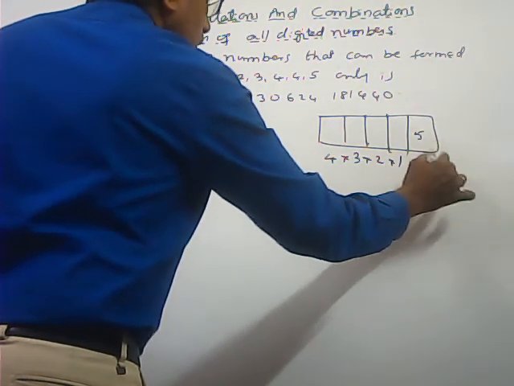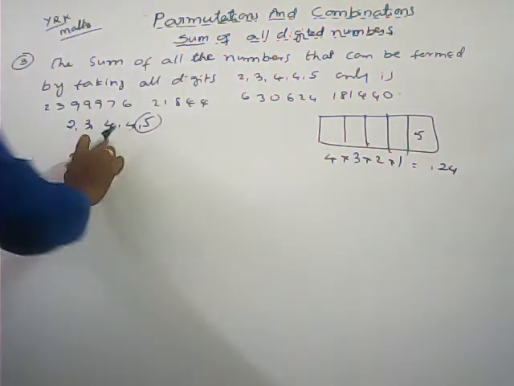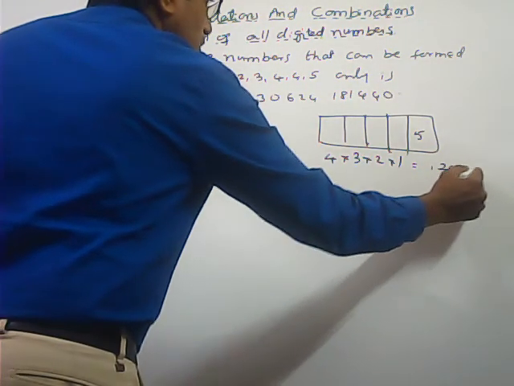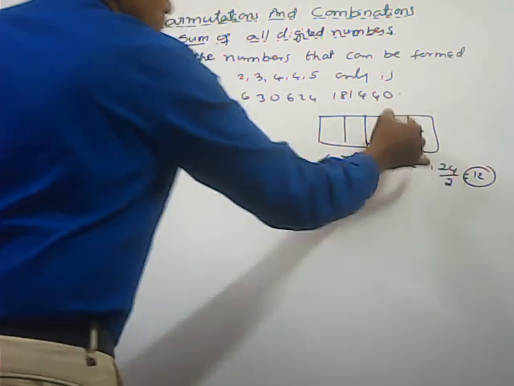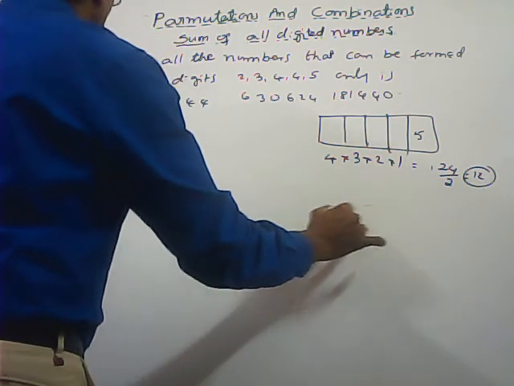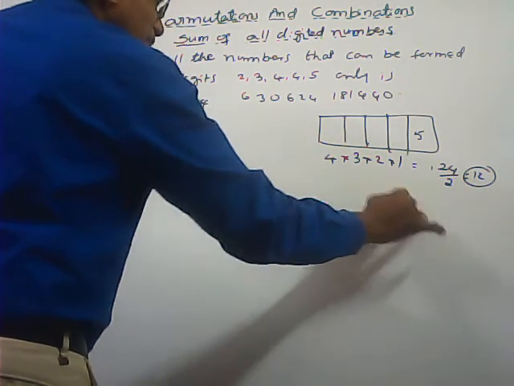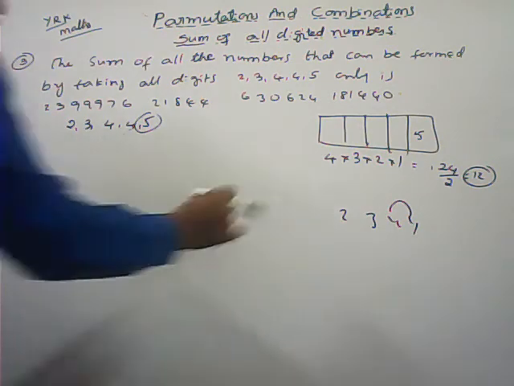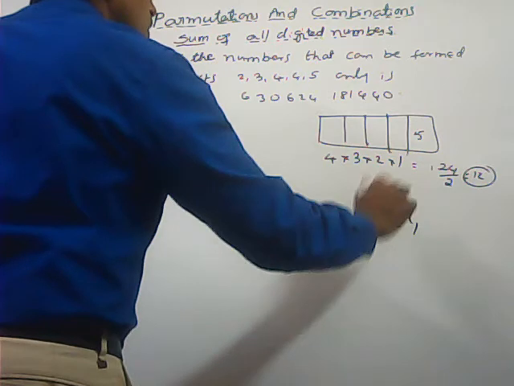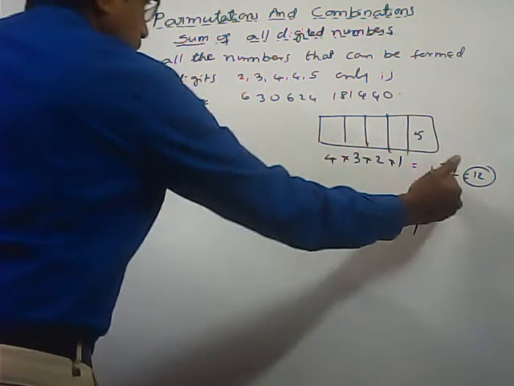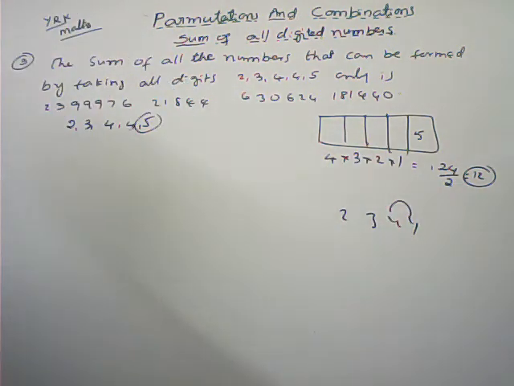Total how many we are getting? 24. And here one more thing: 4 is repeated twice. Divide with 2. That is equal to 12. 12 different numbers we can get here. Why? Because here 2, 3, 4, 4 is there. By interchanging these two, there is no change in that number. That's why if any number is repeated twice, divide by 2. If any number is repeated thrice, you can divide with 3 factorial. Here 2 factorial is nothing but 2 only.